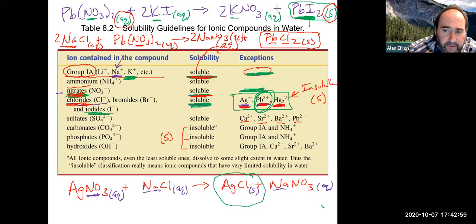So basically what we would be doing in this case is taking two solutions. When you mix those solutions together, pretty much all the ions are floating around in the solution. The lead ion and the chloride ion will want to come find each other and make a solid, and you would see this solid form.